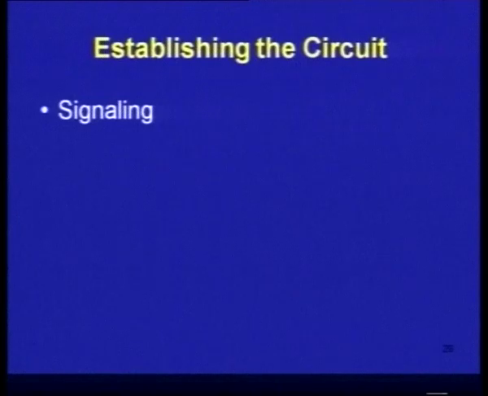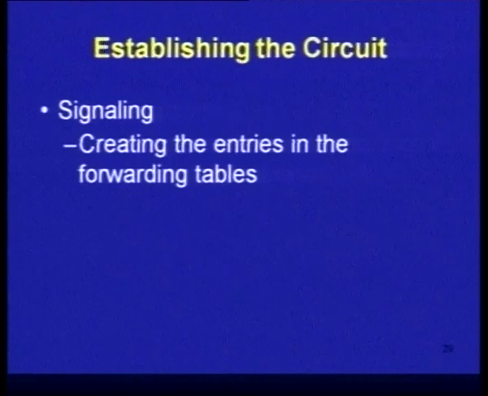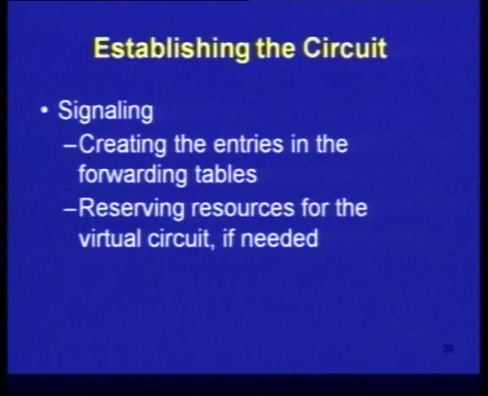Let us look at how the circuit establishment takes place. The circuit establishment takes place by means of something called signaling. Now what is signaling? It is basically creating the entries in the forwarding tables, so that when the actual data gets transferred, you could just consult these tables and just send the packets along. And when you do the signaling, it also helps to reserve resources for the virtual circuit if needed, and this can also help to provide quality of service or some guarantees for the data transfer that takes place.